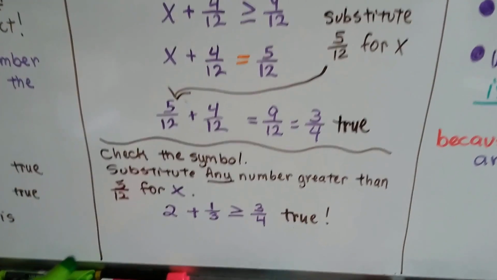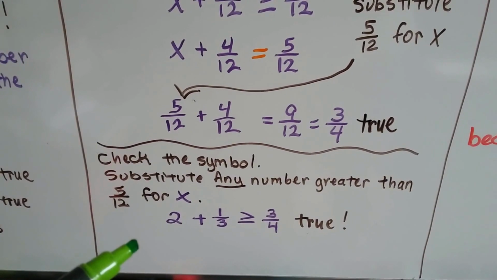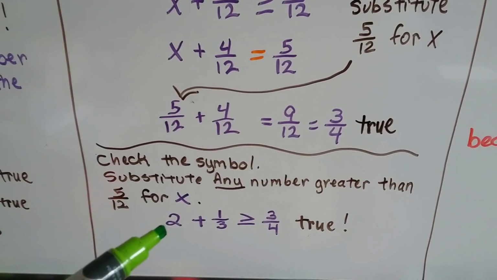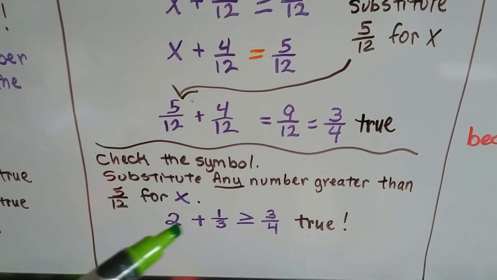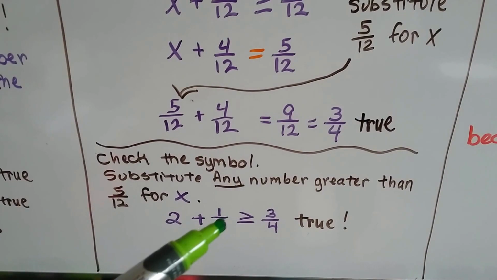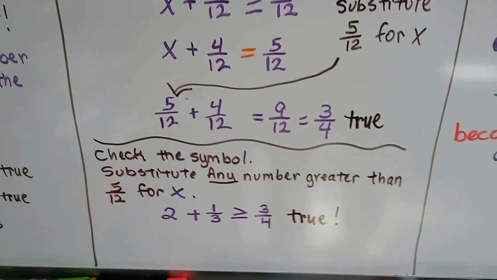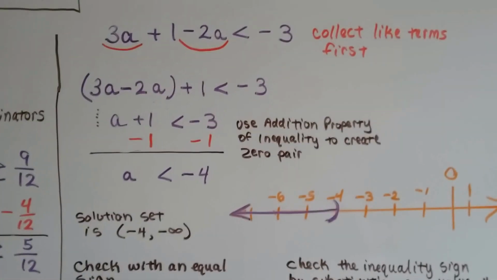And we can check the symbol to substitute any number greater than 5/12. 2 is greater than 5/12, and the original said x plus 1/3, right? So we've got 2 plus 1/3. Well, 2 1/3 is definitely greater than 3/4, so we know it's true. See?